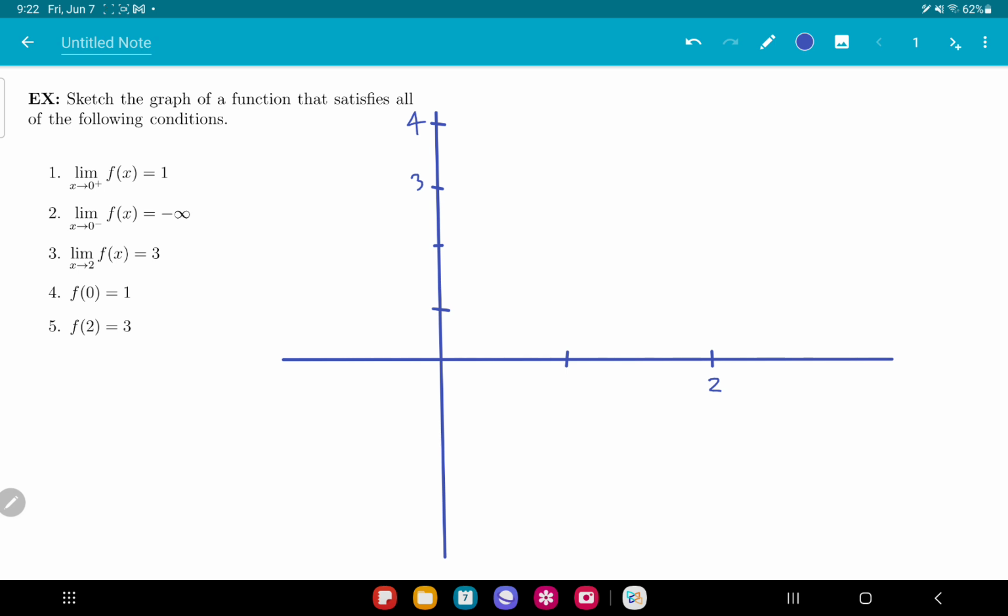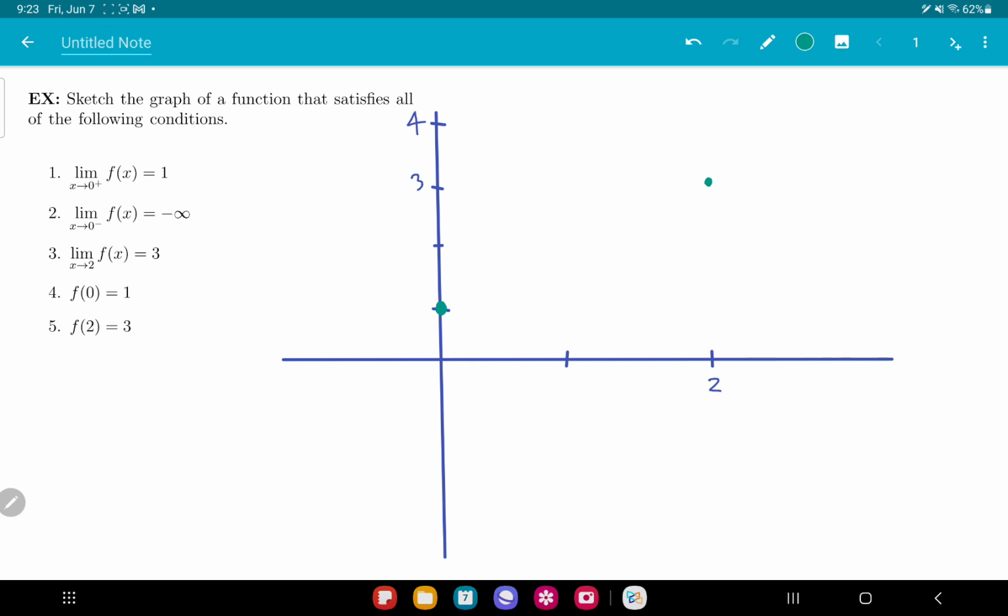Now, my recommendation is to look at these conditions and choose the easiest ones to start with. And those would be these guys down here. So number 4 says when x is 0, y is 1. So x is 0, y is 1, that's this point right there. And over here I have x is 2, y is 3. So my function actually hits those 2 points.